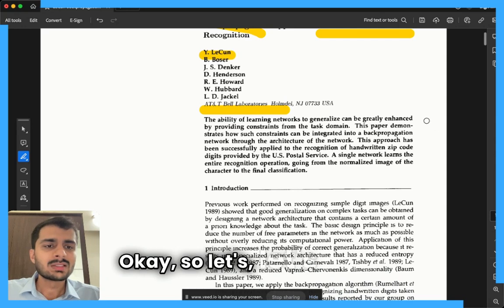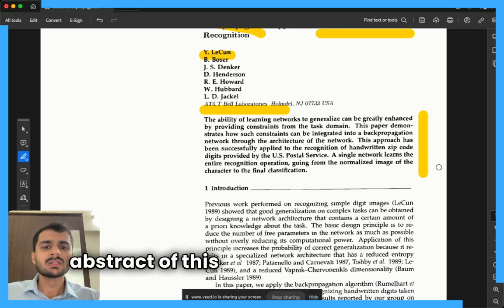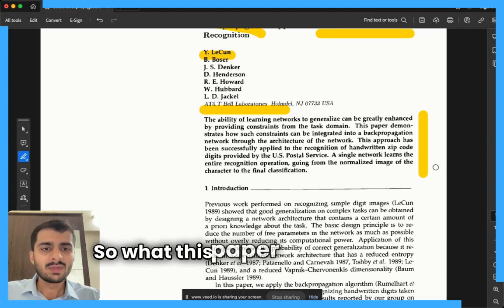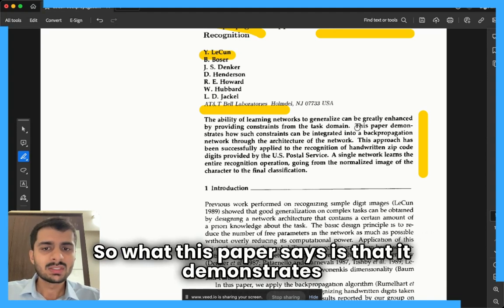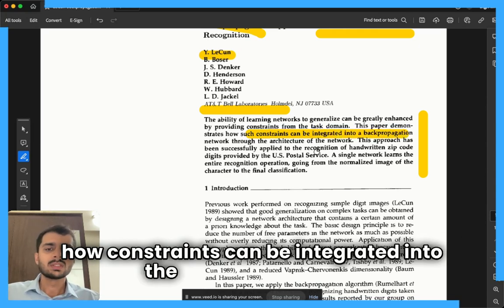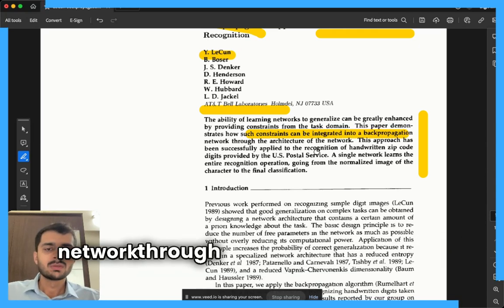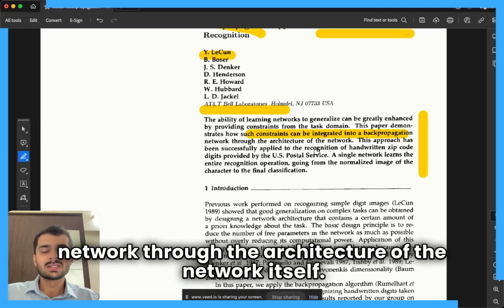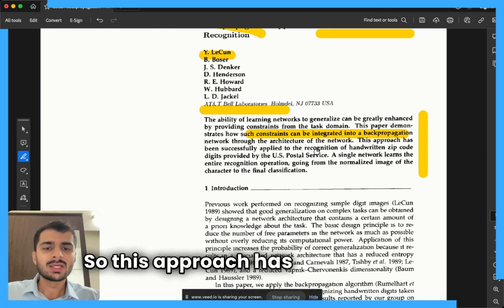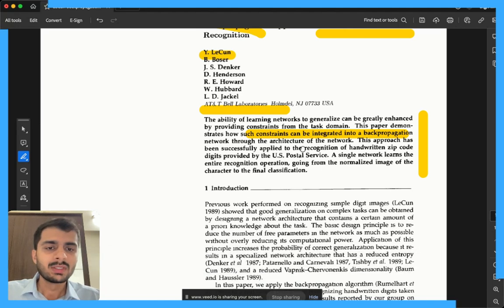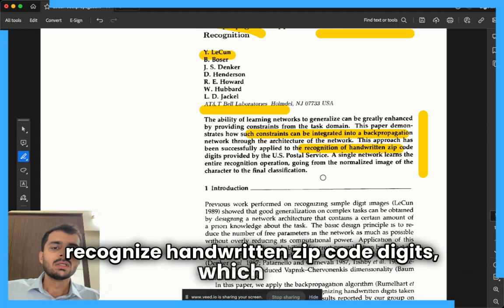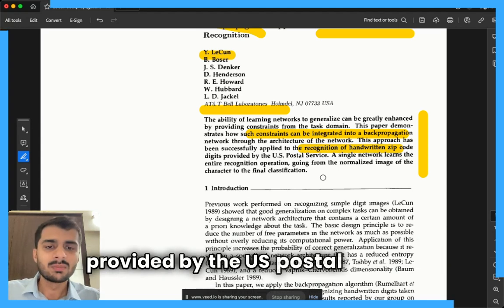Okay, so let's read the abstract of this particular paper first. What this paper says is that it demonstrates how constraints can be integrated into the backpropagation network through the architecture of the network itself. So this approach has been used to recognize handwritten zip code digits, which are provided by the US Postal Service.